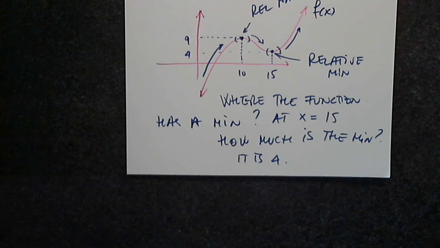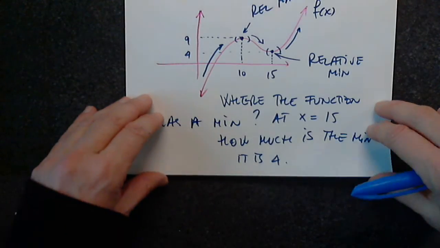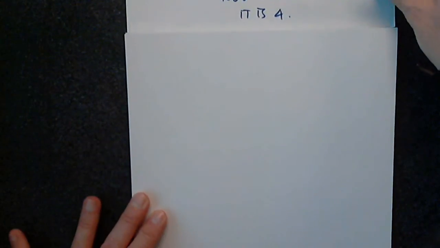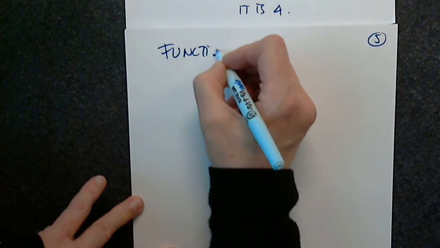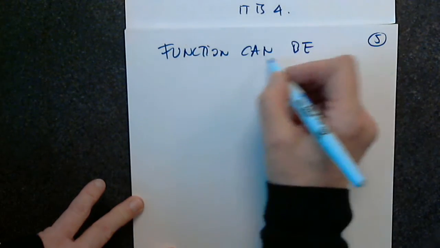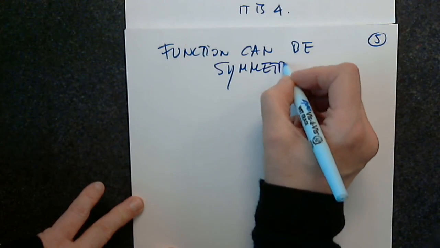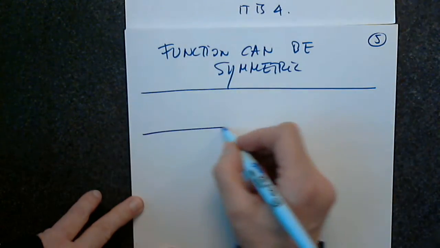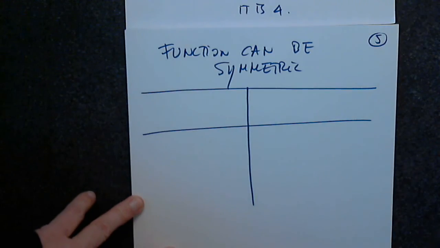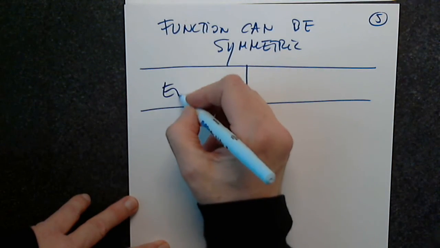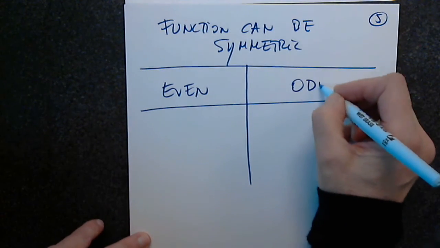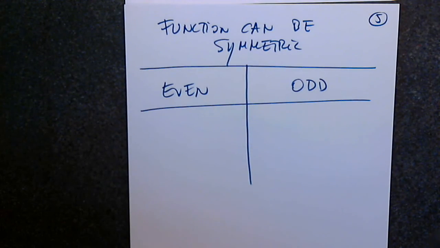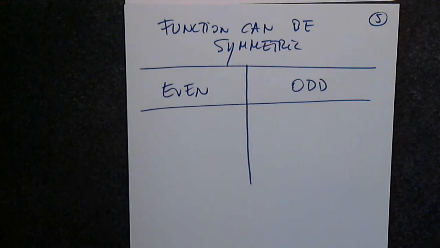Very good. Okay, I want to talk about symmetry, and then we can work on problems. Functions can be symmetric two different ways. They can be even. The name has nothing to do with even numbers. Or they can be odd. The name has nothing to do with odd numbers. If you ask me why they picked these names, I will not be able to tell you.